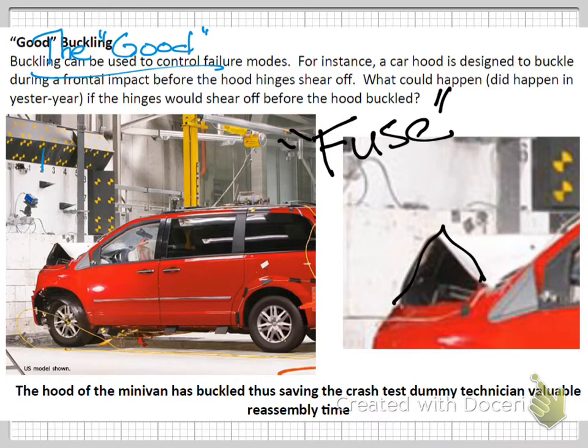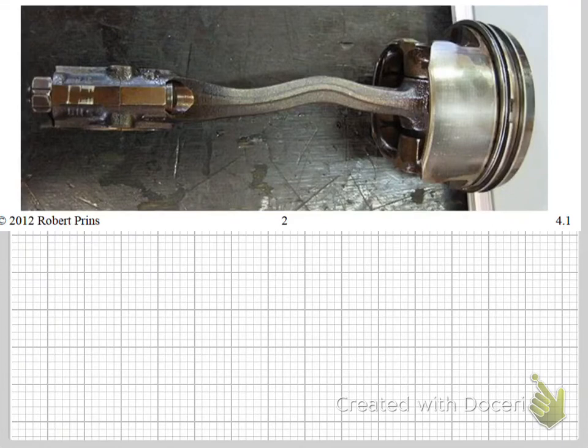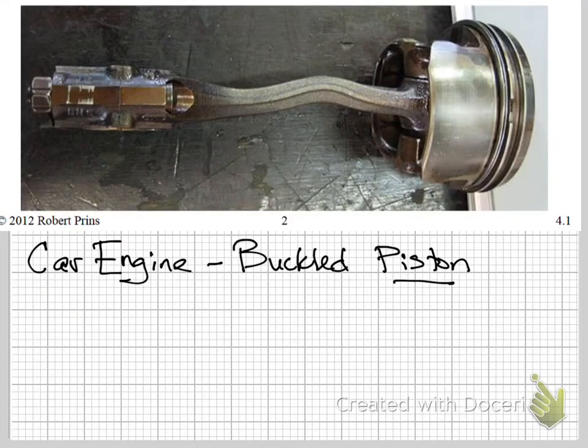In this case, however, we're just saving the technician reassembly time because the crash test dummy made it through just fine. And so this one here is a piston. When our engines exhibit or have a buckled piston in it, sometimes we call this a bent rod. So I'll leave it to you to decide whether or not this is a good thing or a bad thing.